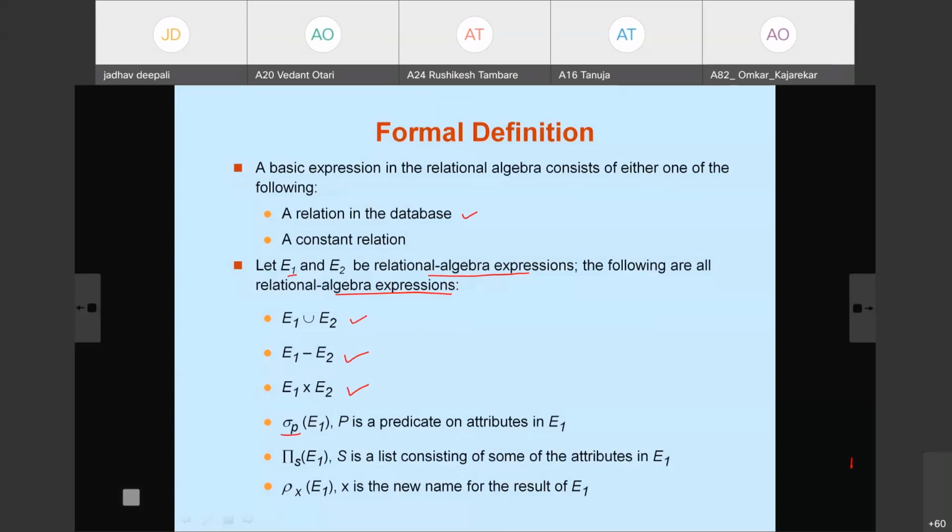The following are relational algebra expressions: E1 union E2, E1 set difference E2, E1 Cartesian product E2. We can use the select operation to select only those tuples for which predicate P is true. The project operation lists only those attributes which we wish to appear in the result, and we can use the rename operation to give a new name to the result of E1. So that is the formal definition of relational algebra.